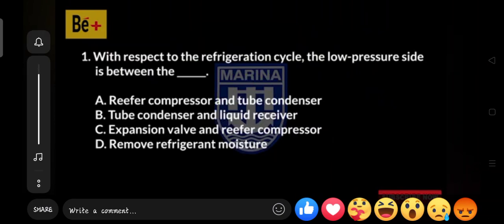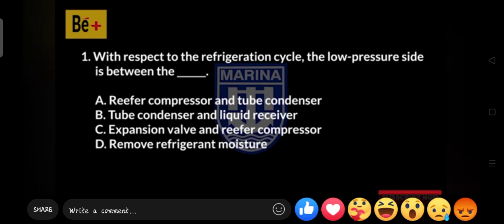With respect to the refrigeration cycle, the low-pressure side is between the A. Reefer compressor and tube condenser, B. Tube condenser and liquid receiver, C. Expansion valve and reefer compressor, D. Remove refrigerant moisture. The answer is C. Expansion valve and reefer compressor.